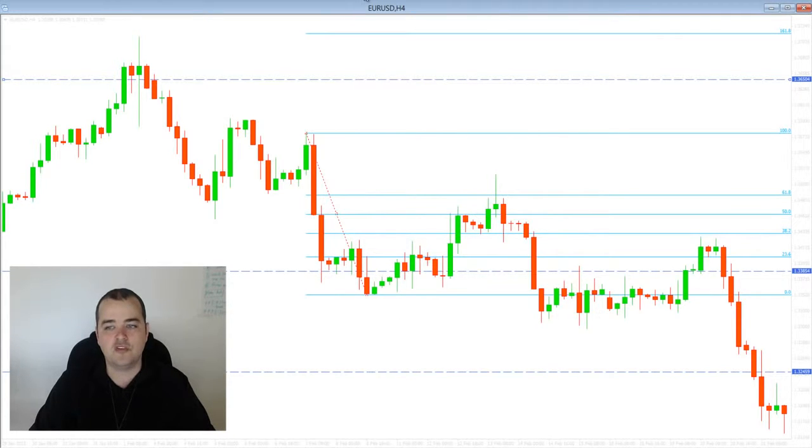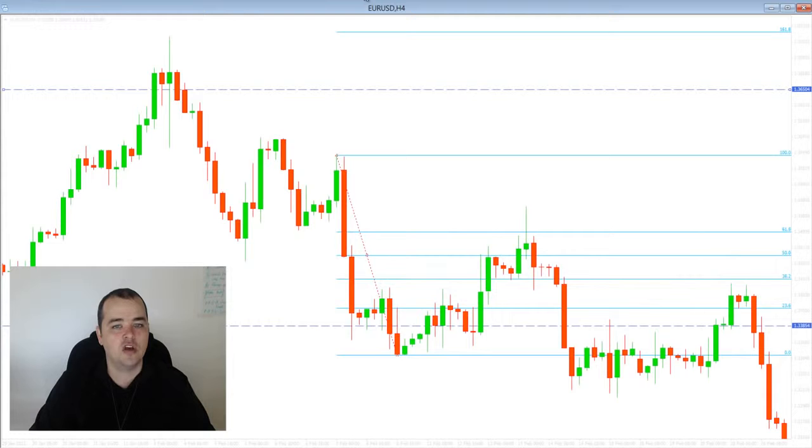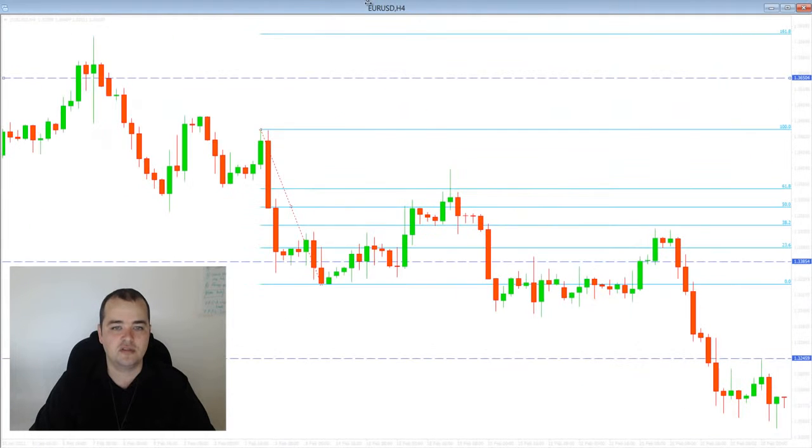What you want to do is look for this magical area, which I call the in between the 50 to 61.8. And if you want to go through and look at other charts, you will see that it works on other charts as well. This isn't magic or hocus pocus. This is Fibonacci, and it's used a lot by banks and traders.